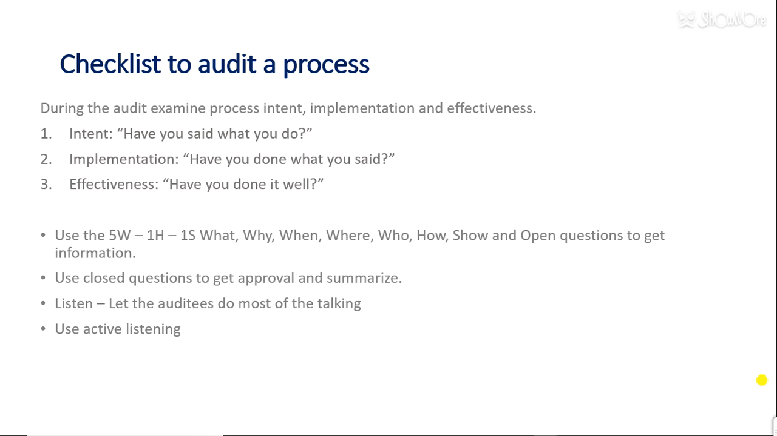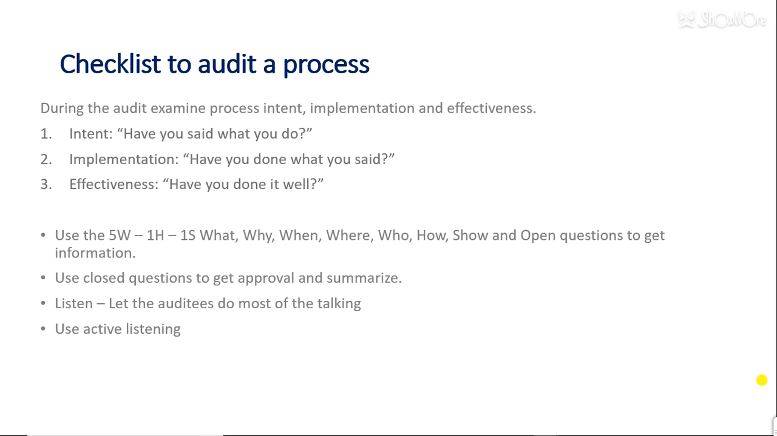During the audit, examine process intent, implementation, and effectiveness. First, ask yourself, have you said what you do? Do they define or document processes adequately? Secondly, the implementation side. Have you done what you said that you were going to do? Do the observed and recorded practices show conformance with the stated intent? Effectiveness. Have you done it well? Do the results of the process indicate that the desired outcomes have been achieved?